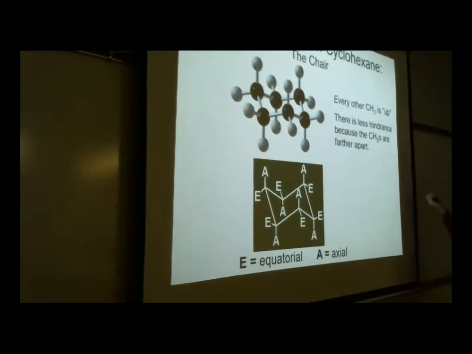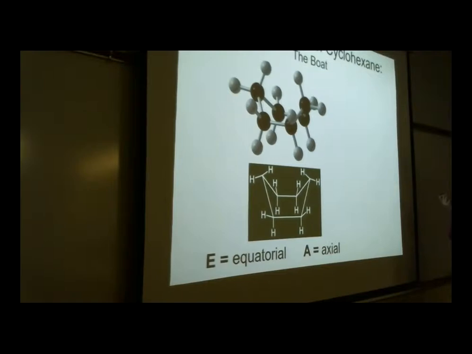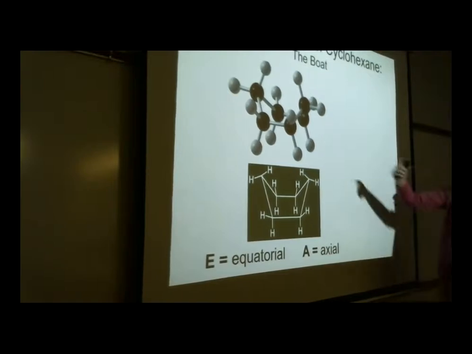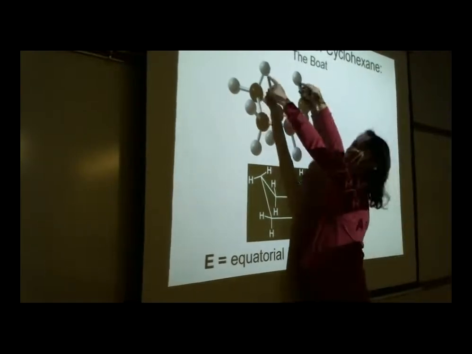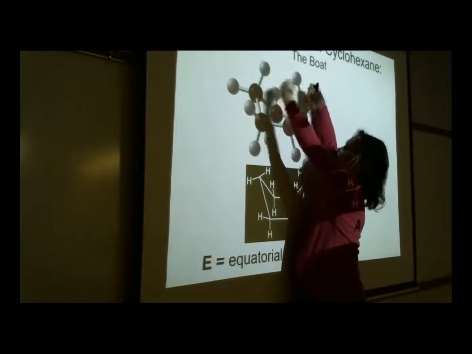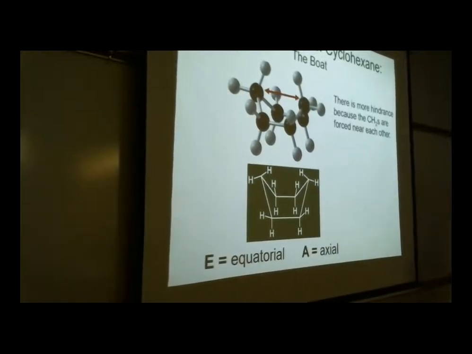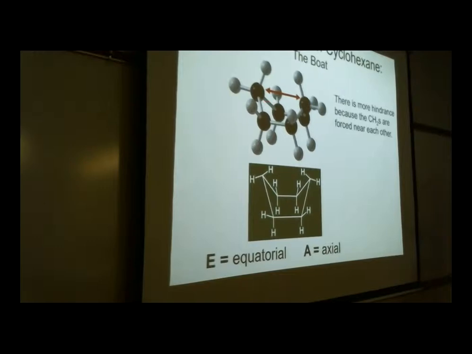Here's the other conformation. It's called the boat. Can you see why this one would be less stable? Because look what happens here, especially if you start getting bulky substituents here, right? These two are going to be in each other's face. They're going to be crashing into each other. So the boat is less stable because of that space at the top.